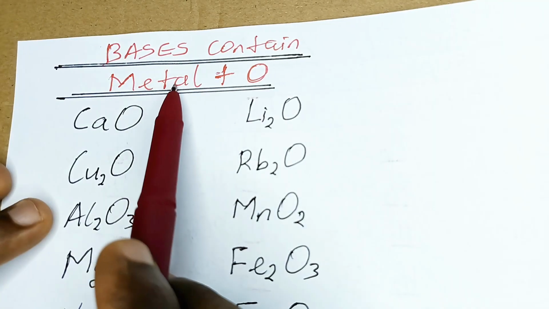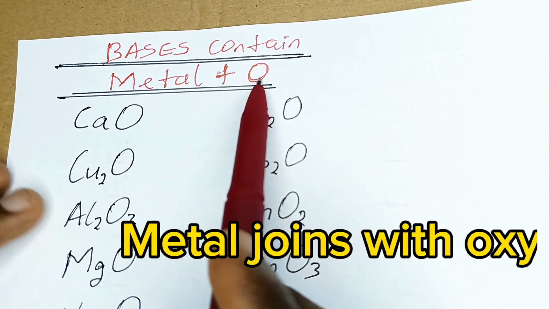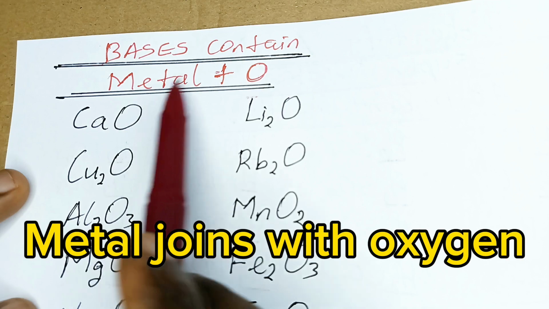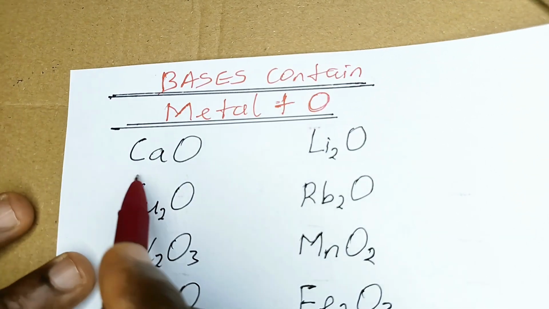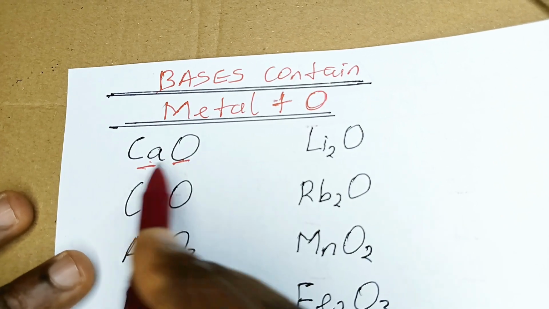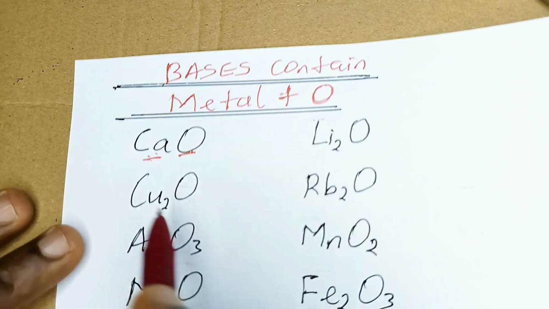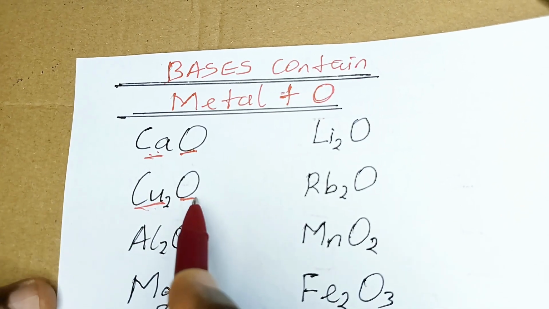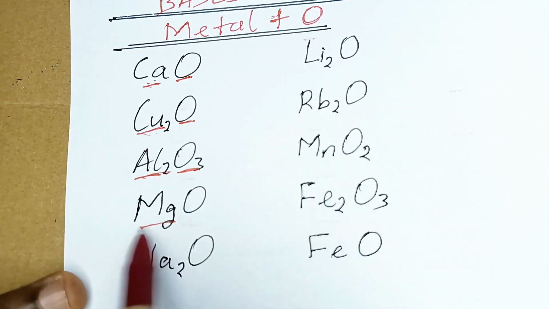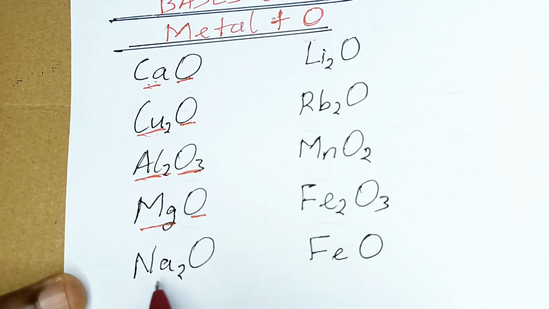The second method is when a metal is joined with oxygen. The other time when we were talking about acid, it was non-metal joining with oxygen. Now this is a metal joining with oxygen. Looking at this, it is a metal, calcium, joining with oxygen. Calcium with oxygen, that's calcium oxide, is a base. Copper oxide is a base. Aluminium oxide is a base. Magnesium oxide is a base.